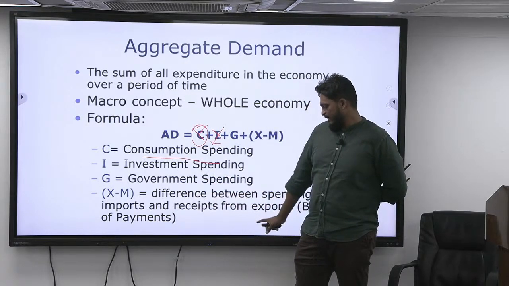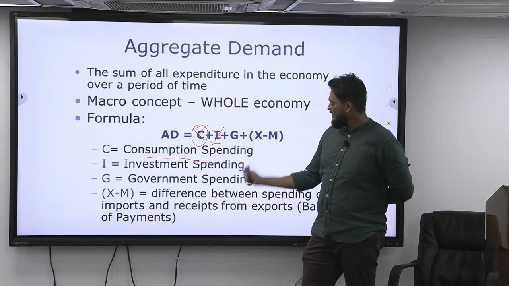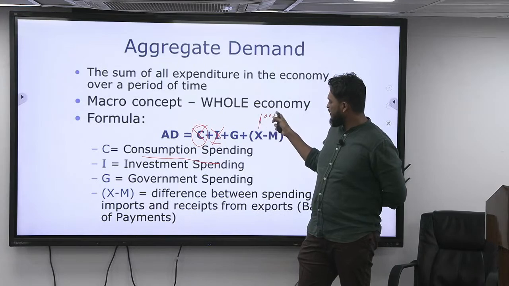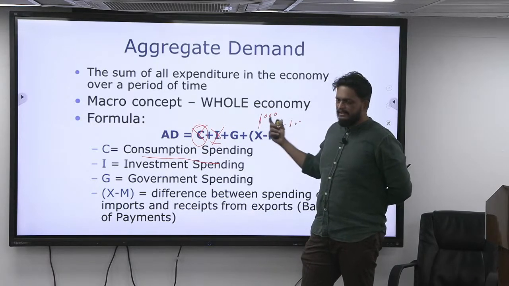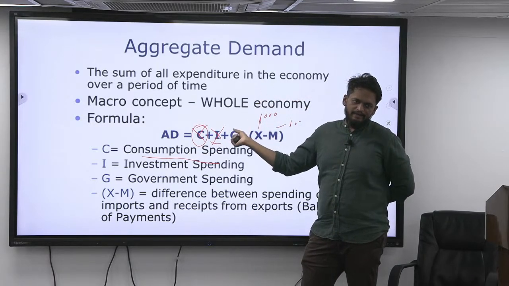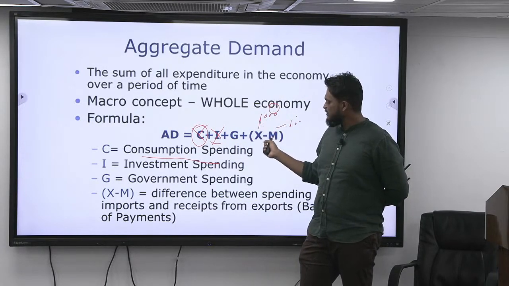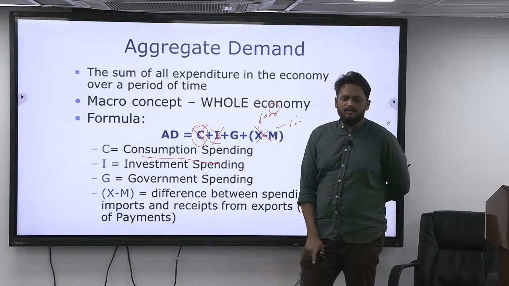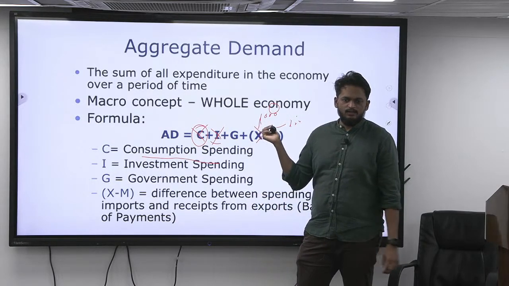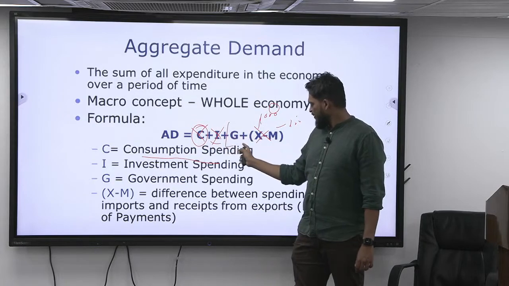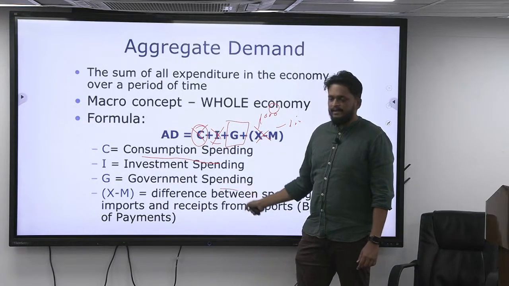Then another possibility is exports minus imports. If exports are 1000 cars and imports are only 100 cars, then if exports are more than imports we can earn money. But right now exports have become zero, and maybe imports are still remaining. That means this also has become negative. This is not going to increase demand. You understood this? So that means only one possibility is remaining: government spending.